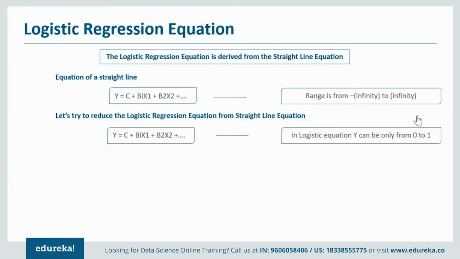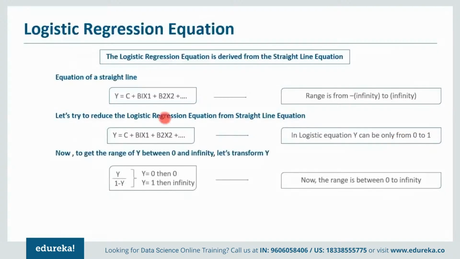So in that case, we need to transform this equation. To do that, we have just divided the equation by 1 minus y. Now if y is equal to 0, then 0 over 1 minus 0 is 0 over 1, which is again 0. And if we take y equal to 1, then 1 over 1 minus 1 is 1 over 0, which is infinity. So here my range is now between 0 to infinity.